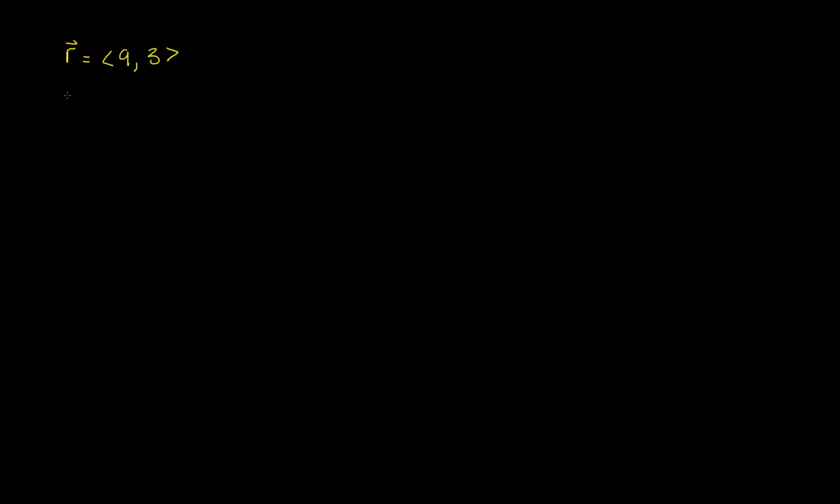And the scalar that I'm going to multiply by is 5. To multiply a vector by a scalar, you multiply each of the components of the vector by the scalar. So in other words, 5 times r is going to be 9 times 5, 3 times 5. And looking at this, 5r is going to be (45, 15).